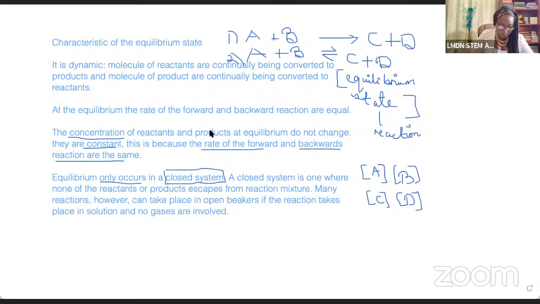what it would look like from a plot standpoint, from a concentration versus time plot when we reach equilibrium.